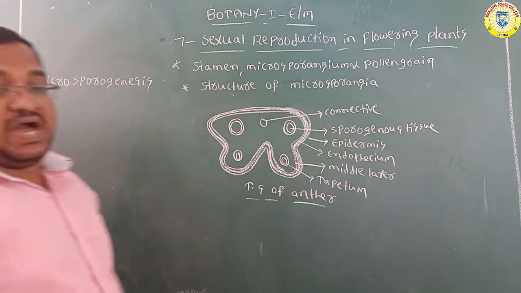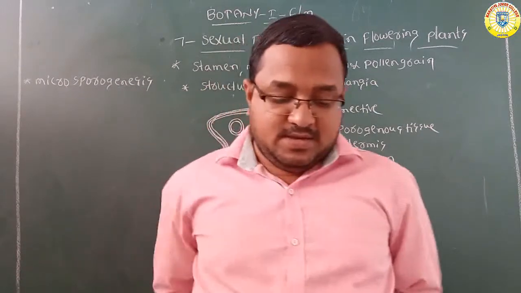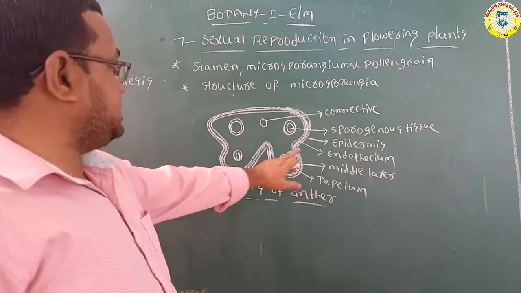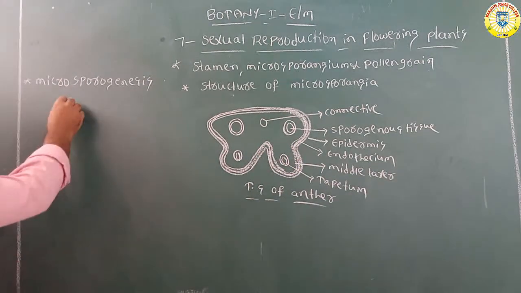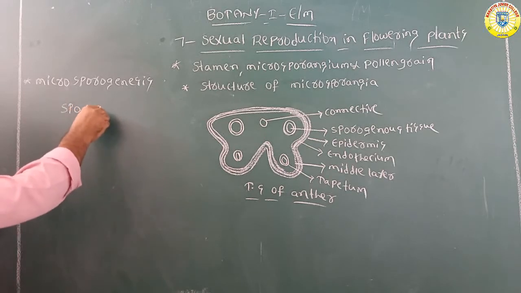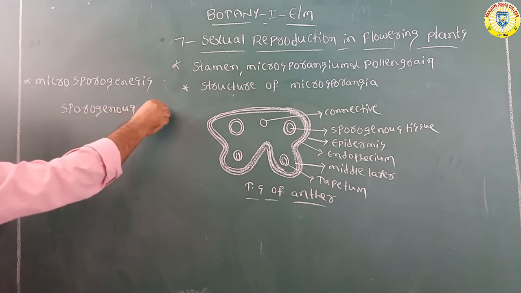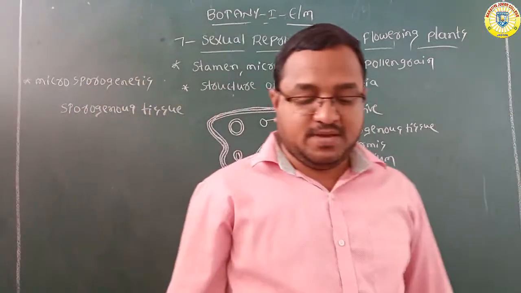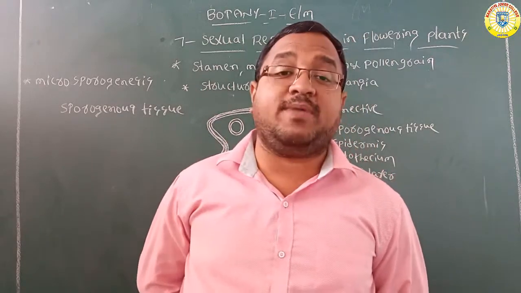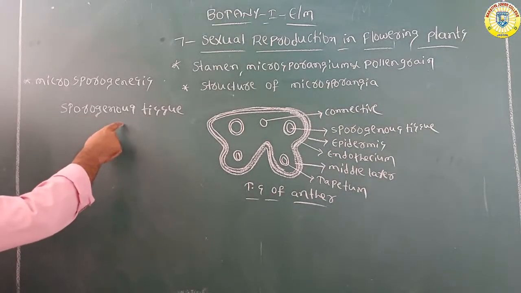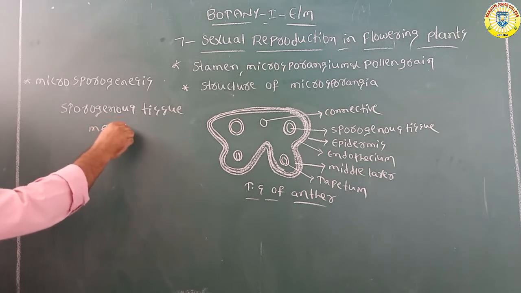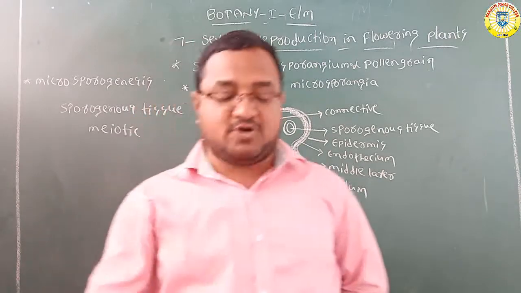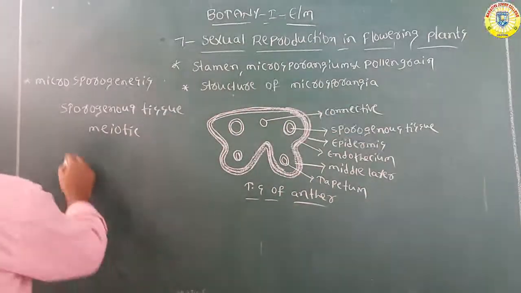But what is microsporogenesis? As the anther develops, the cells of the sporogenous tissue undergo meiotic division. They form microspore tetrads.